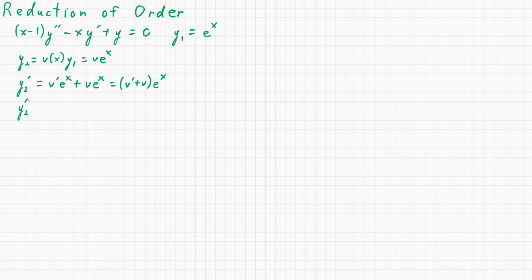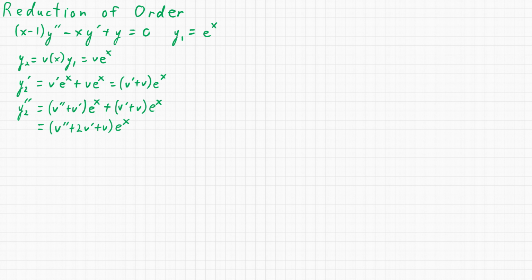Then we have y2 double prime. Take the derivative again, we get v double prime plus v prime from the first half of the product rule. In the second half, we pretty much copy it because the derivative of e to the x is e to the x. So v prime plus v e to the x. We can simplify that into v double prime plus 2 v prime plus v, all times e to the x.